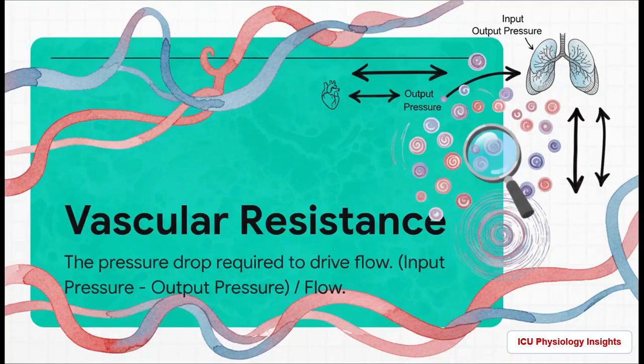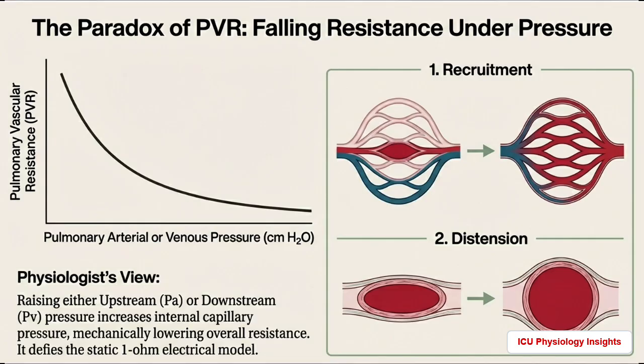So how do we actually define vascular resistance? Well, it's pretty straightforward. It's just the pressure drop needed to drive a certain amount of flow. You calculate it as your input pressure minus your output pressure, all divided by the total blood flow. Simple enough. But here is where the pulmonary circulation gets really, really interesting. It behaves completely differently from a simple electrical wire. You know, if you increase the voltage across an electrical resistor, its resistance stays exactly the same. That is not what happens in the lung.